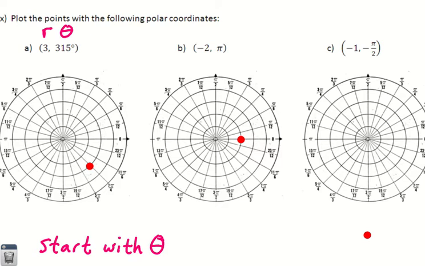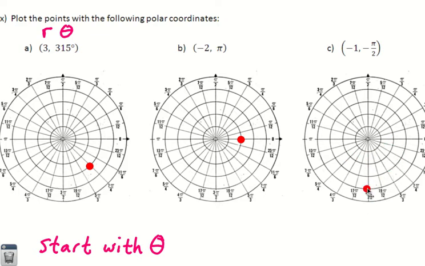Let's do example C, which was, let's see, we start with the angle, which is -pi/2. That's radians. So in degrees, that would be what? -90 degrees. Don't forget that a negative angle means you go this way, essentially clockwise. So -90 would be here.